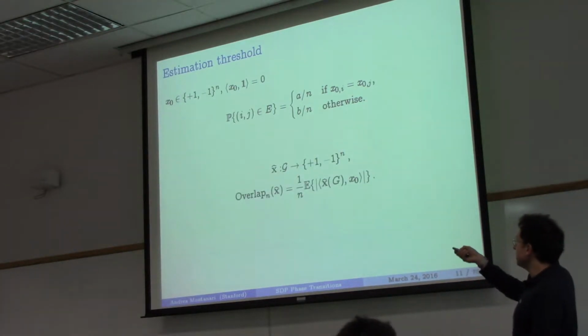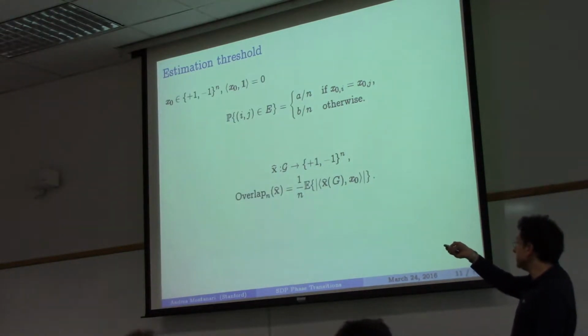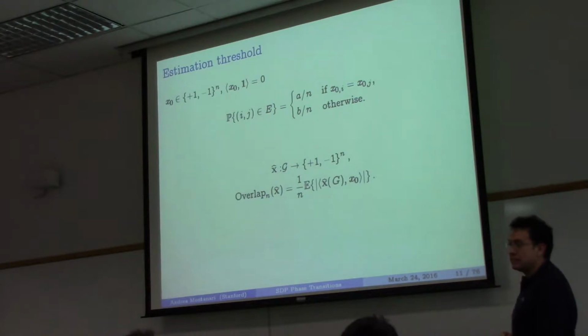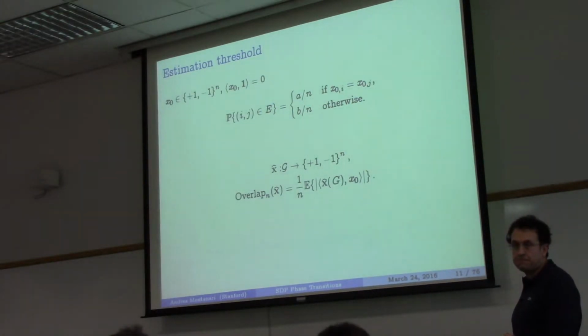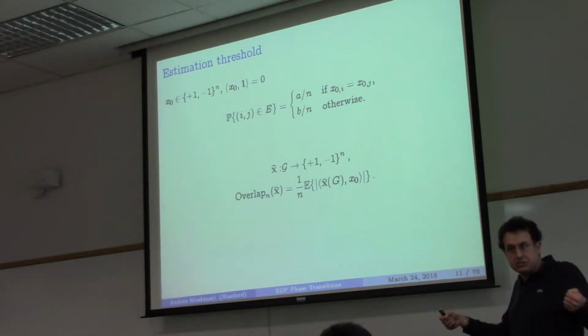And the specific question I want to answer is the following. For me, an estimator is something that estimates x0. So it's a function x hat that takes a graph G, where calligraphic G is the space of graphs over n vertices, and outputs a vector with entries in ±1. So I want to take a graph and output labels for the vertices.